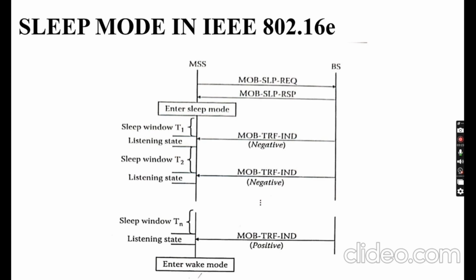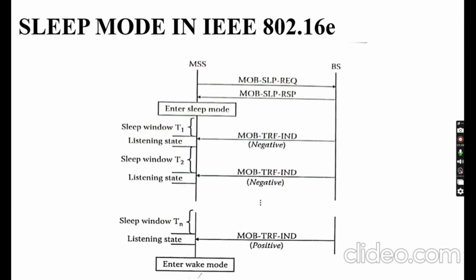Then if in the listening state there is any traffic indication as positive, the mobile will begin to wake mode, or else the mobile will continue in sleep mode. This particular sleep mode configuration helps the mobile station conserve more power, but there is a trade-off between power consumption and packet delay.